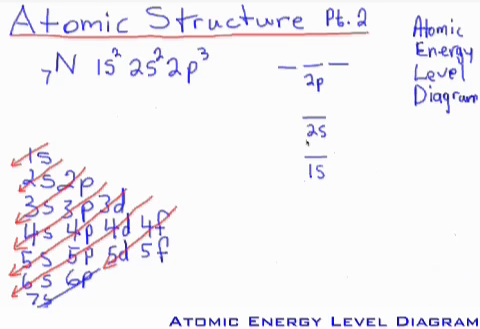So I start there. The next rule we follow is the Pauli Exclusion Principle. The Pauli Exclusion Principle states you cannot have more than 2 electrons in an orbital, and they must be of opposite spin. And we symbolize spin with the heads of the arrow. So I started with the 1s, filled it. Then I went up to the 2s, filled it. And now we have 3 electrons to put in the 2p.